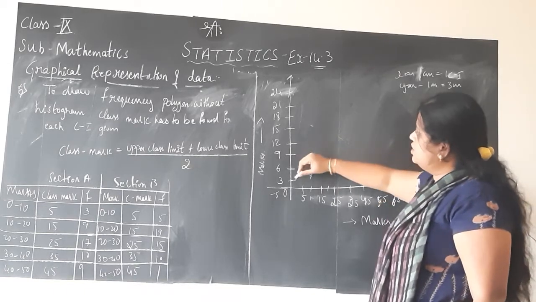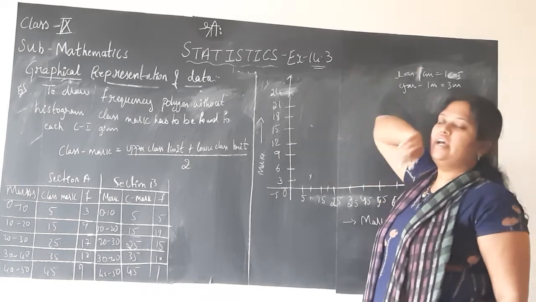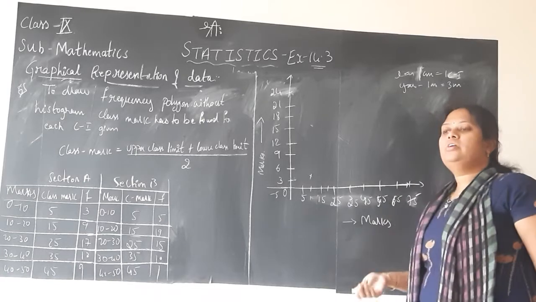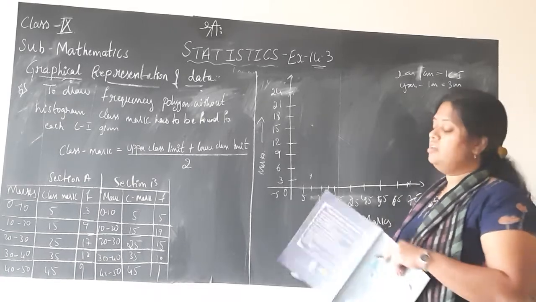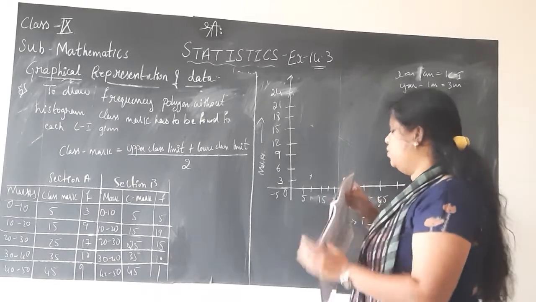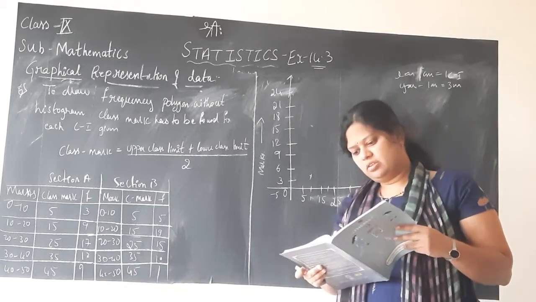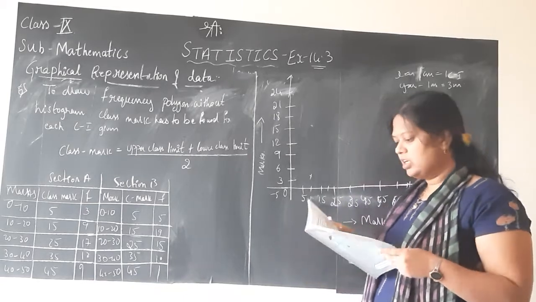So 1 and 17. That is the reason, children, I have chosen 3, 6, 9, 12. In terms of 3, I have chosen the scale. I mean to say the scale. Now let us plot. It is very easy. It is not something new. First, the points.